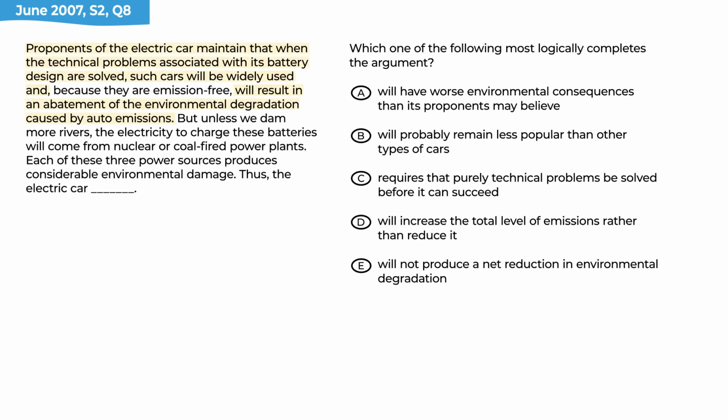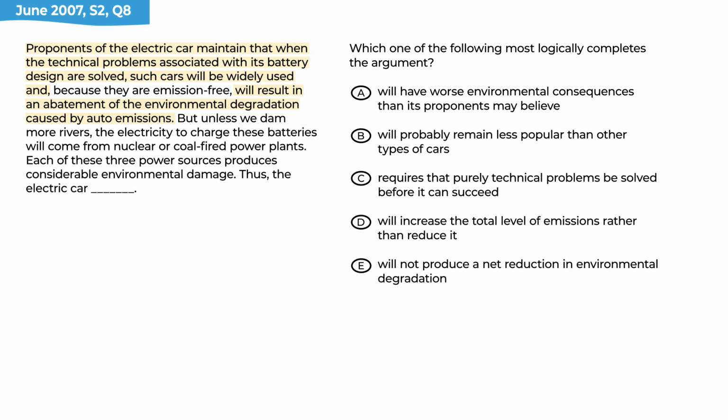In the beginning, we're told proponents of the electric car maintain that when the technical problems associated with its battery design are solved, such cars will be widely used and will result in the abatement of the environmental degradation caused by auto emissions. So what are they telling us here? The proponents of the electric car are basically telling us how good it's going to be. It's going to result in an abatement of the environmental degradation.